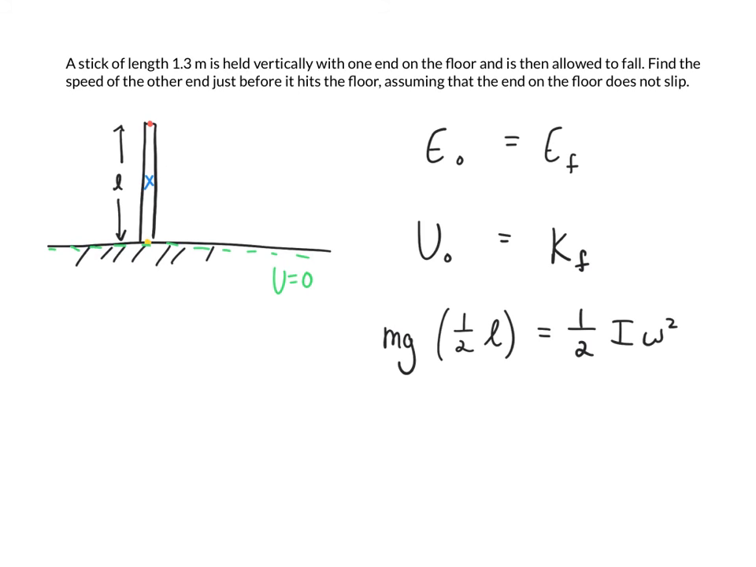It is, again, 1/3 ml squared, L. The rationale is that we have a stick of a certain length. We're not given any information about its radius, so we know we can consider it a thin rod, and it's rotating, again, about its end.